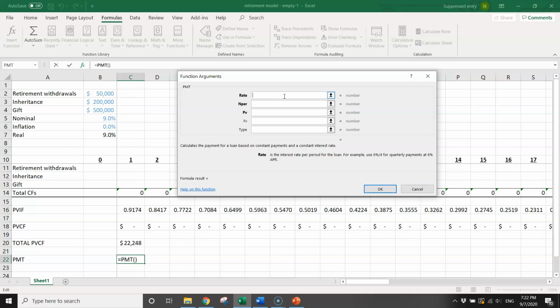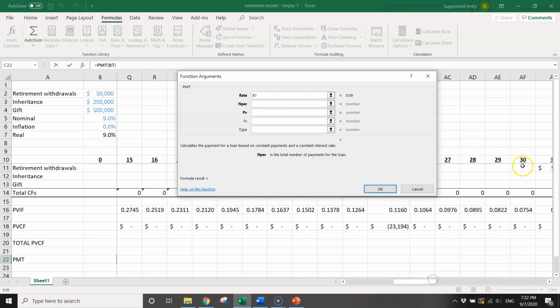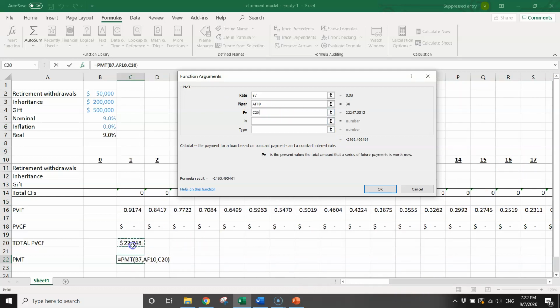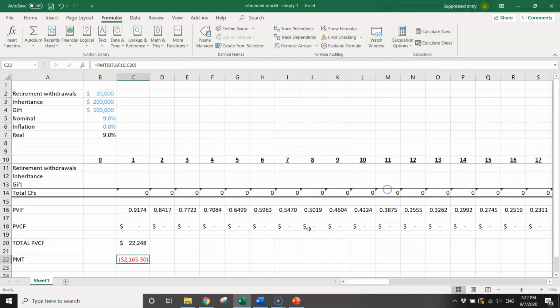Here the discount rate is the real interest rate. The period will be a 30-period annuity. The present value we targeted is $22,248. Then we can calculate the payment to meet this targeted present value. It is $2,165.50. That is the exact amount we calculated in the online financial calculator.